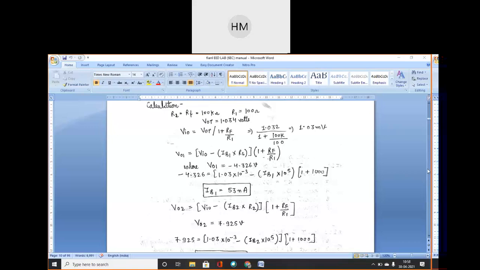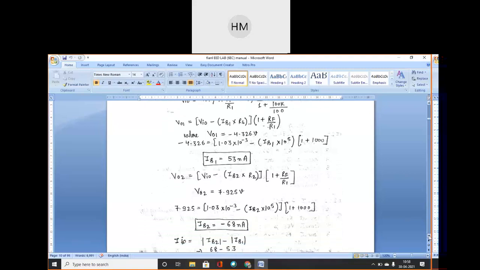Anything you want to ask? Please, if anybody can get Multisim software, try to get it, install it and start performing this experiment, because there is no open source software to perform this experiment. Okay, so IB1, then I have calculated IB2.